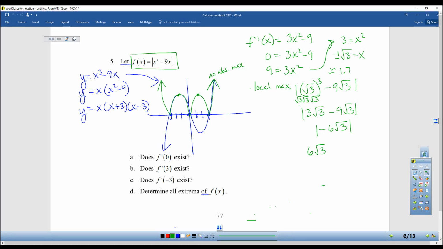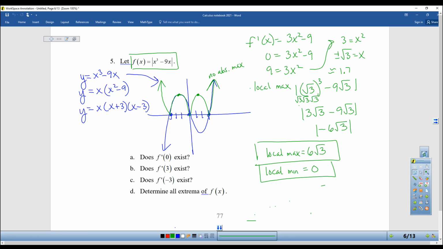Are there local minimums? Sure are. Okay, so local max is this. Local min, this one's a little easier. I can see that it goes down to 0 in 3 different spots, but you only have to list it once.